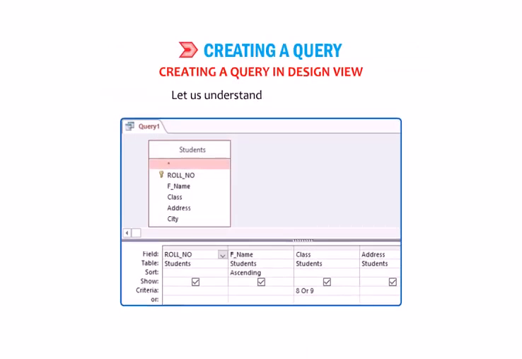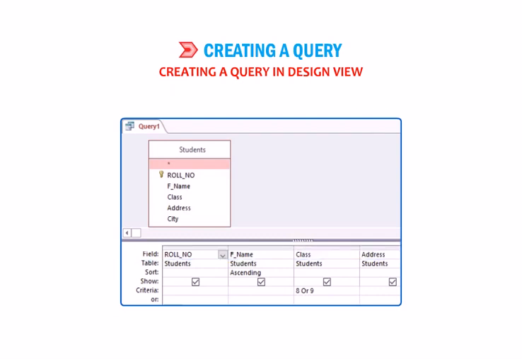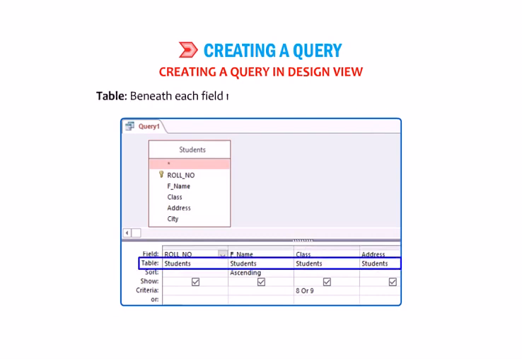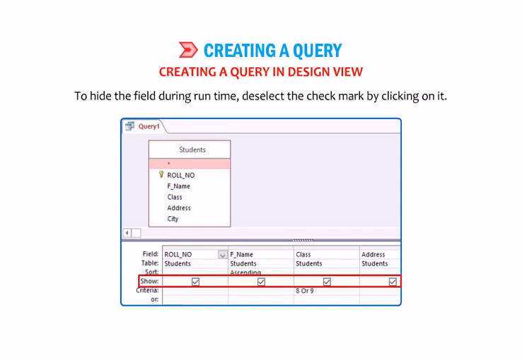Let us understand the Design Grid. Field: the first row of the Design Grid displays the selected field names from the table. Table: beneath each field name is the name of the existing table. Show: the Show row displays a check mark. The fields with check marks display the information when the query is run. To hide the fields during runtime, deselect the check mark by clicking on it.